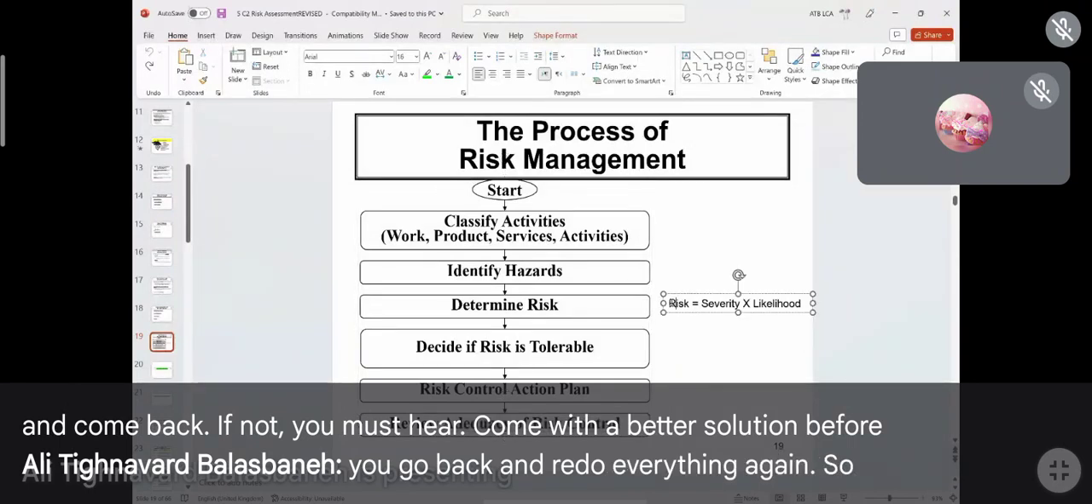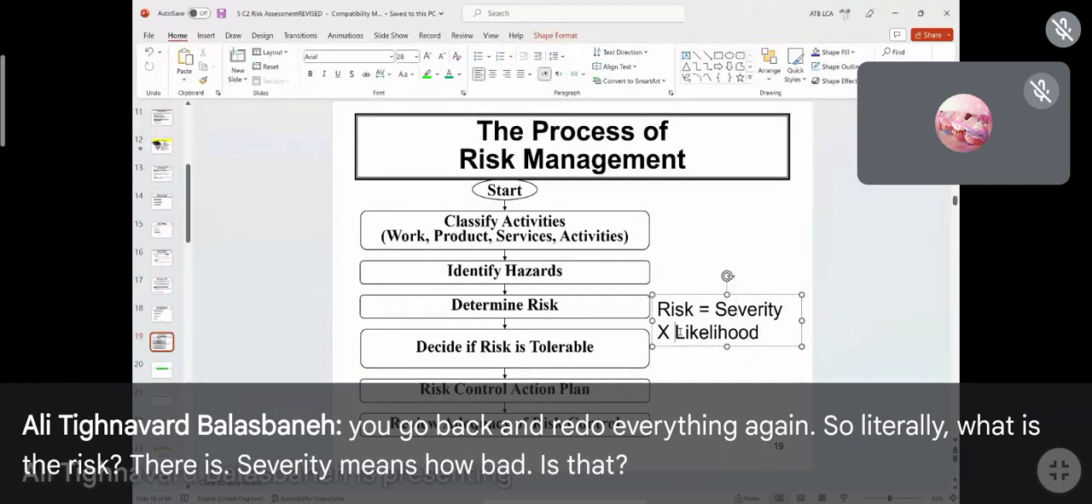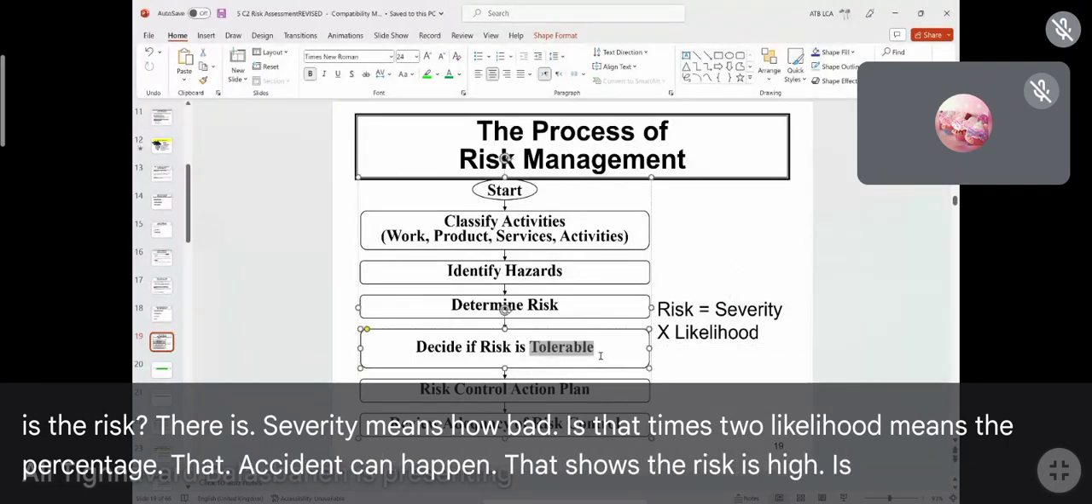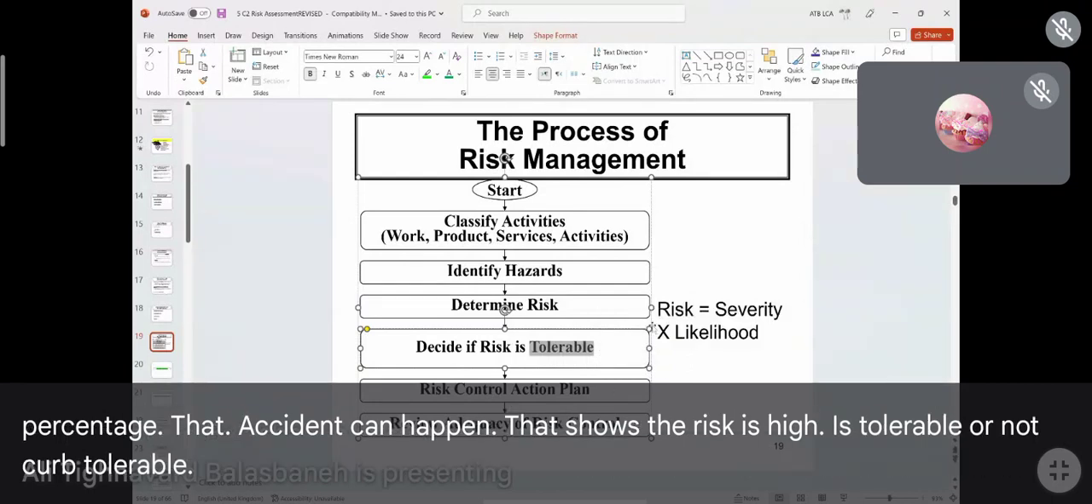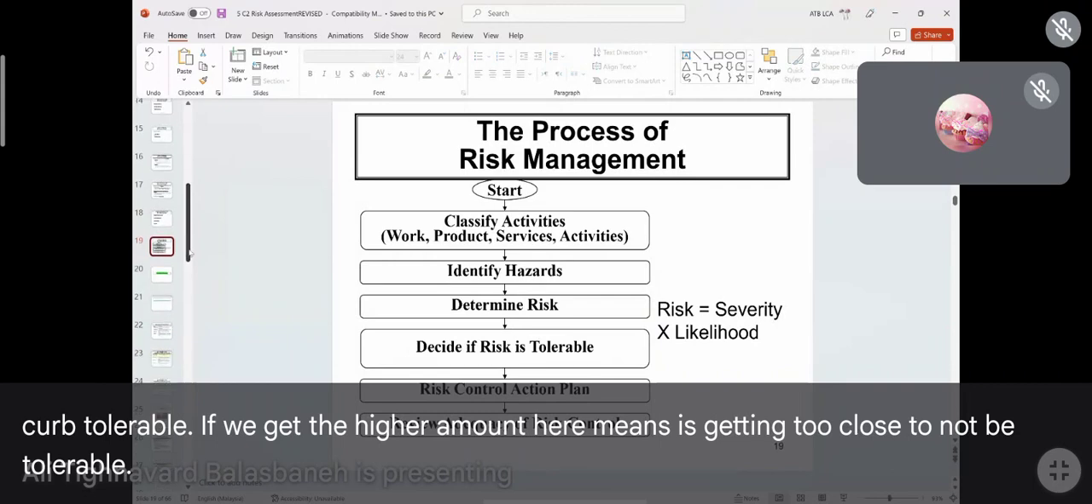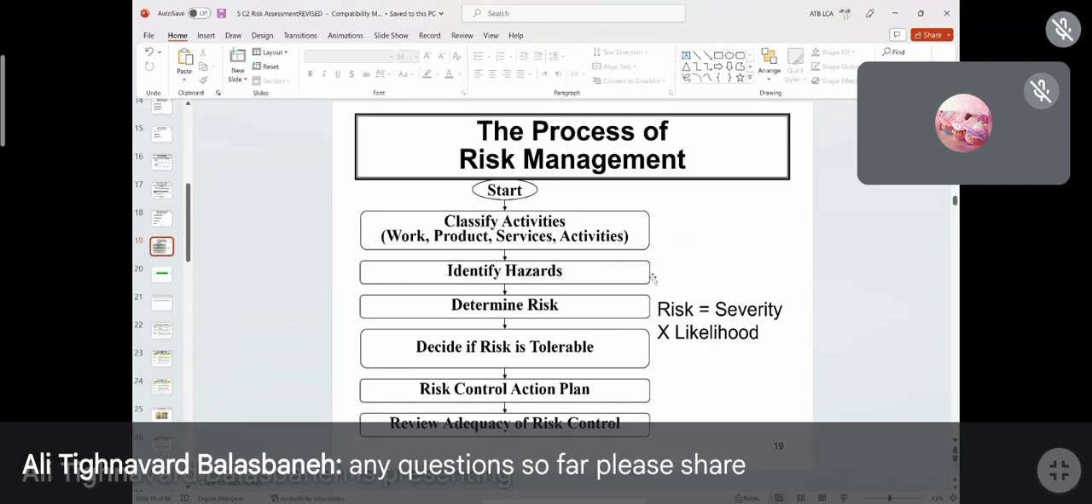So literally, what is the risk? The risk is severity, meaning how bad it is, times likelihood, meaning the percentage that an accident can happen. That shows whether the risk is high, tolerable or not tolerable. If we get a higher amount, it means it's getting too close to not being tolerable. Any questions so far, please share with us.